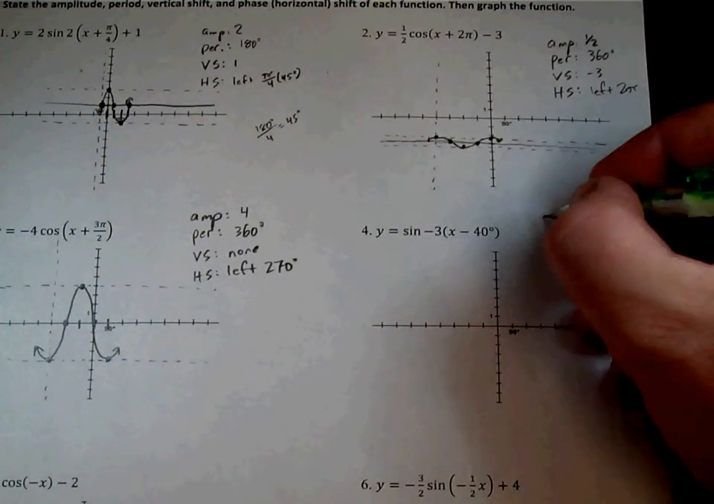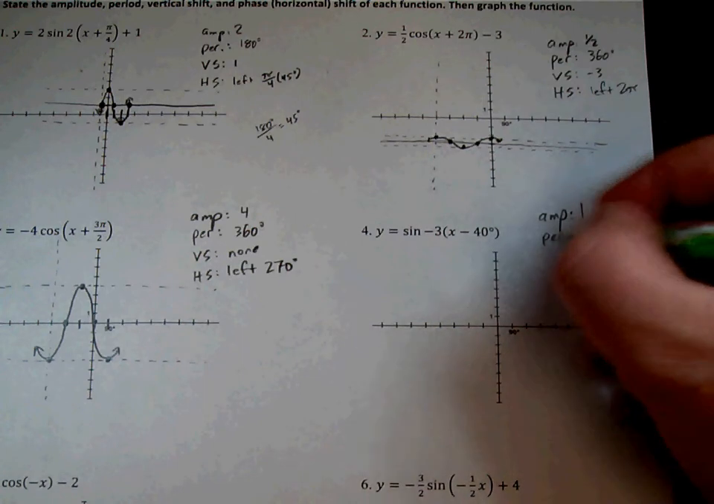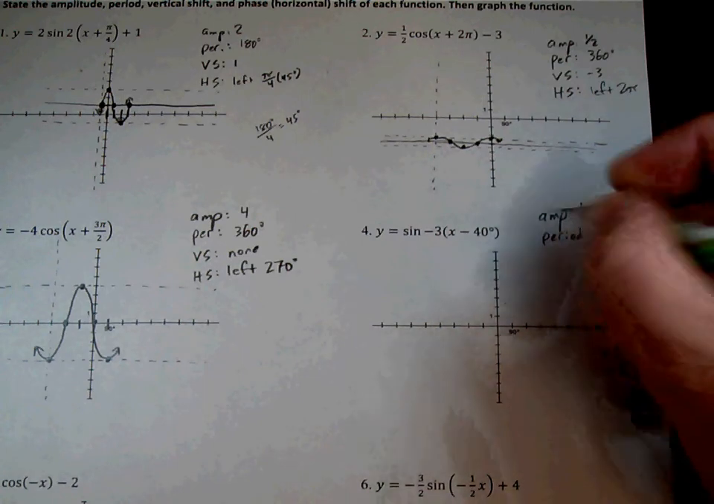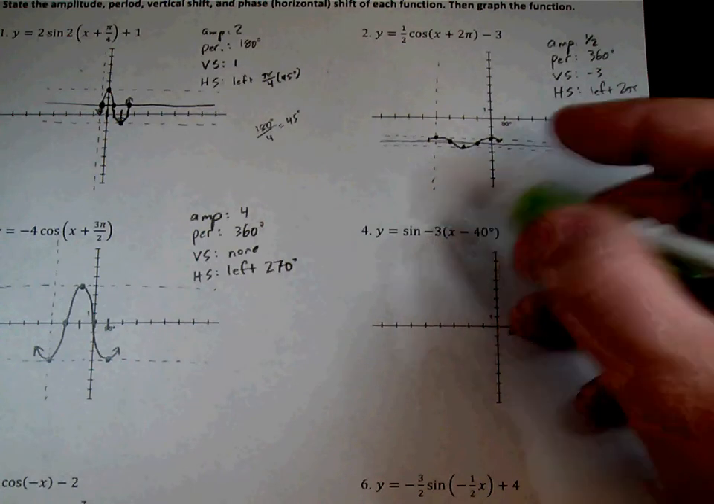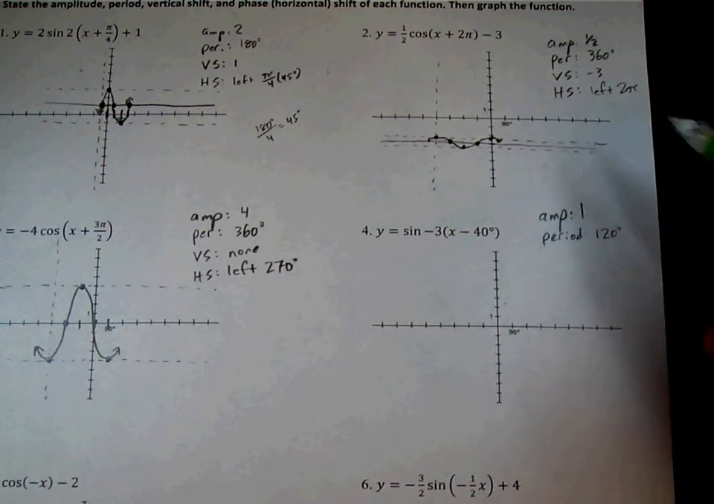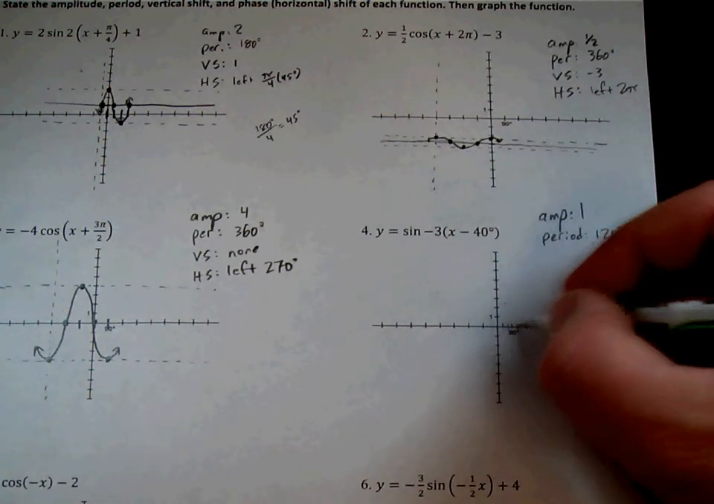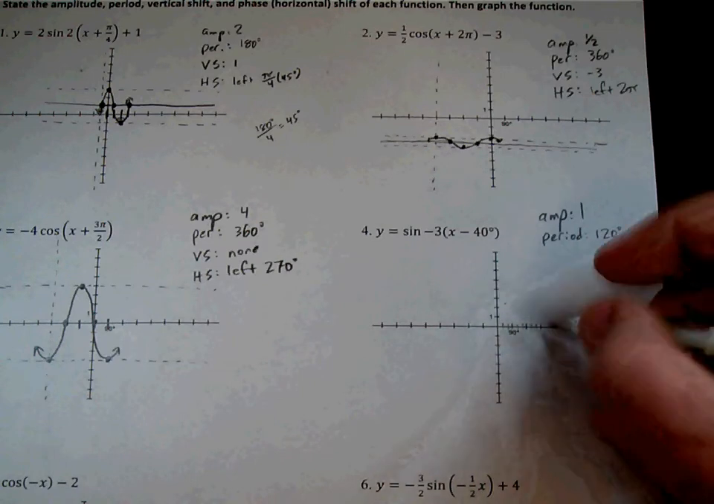Number 4, amplitude is 1. Period here, it's 360 divided by 3, so it's 120. When I cut 120 into fourths, I'm going to go by 30 degrees. So every 30, I'm just kind of penciling them in real quickly.